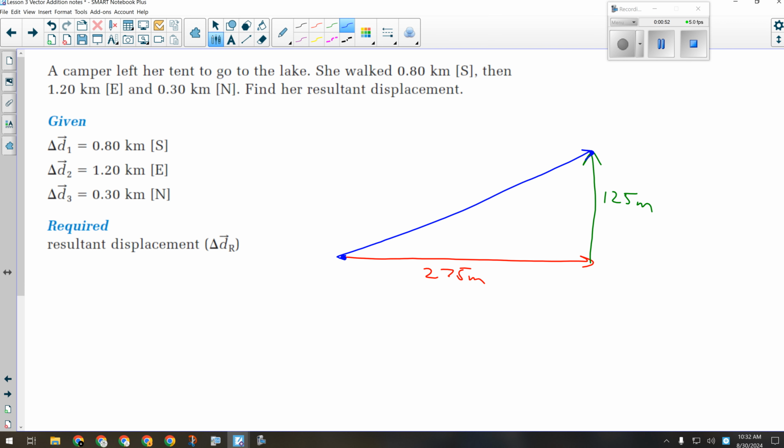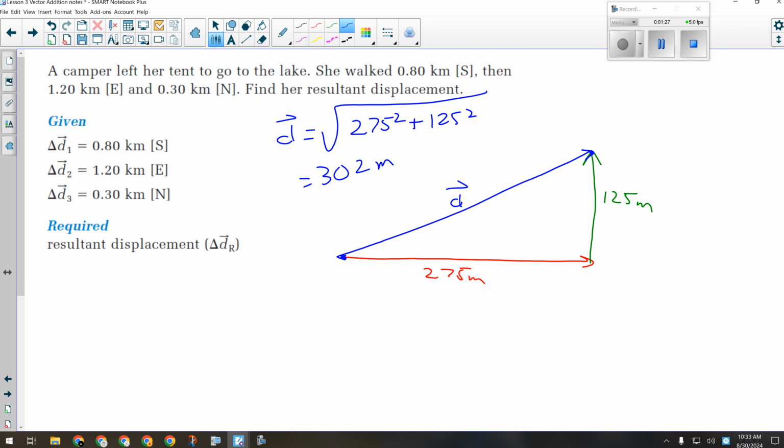All right, how did I calculate the length of that line? I used the Pythagorean theorem, right? I have the two sides. This is 275, this is 125. So I said, if that line represents the displacement, then the magnitude of the displacement was the square root of a squared plus b squared. And when we did that, I think it came out to 302 meters. All right, were we done at that point?